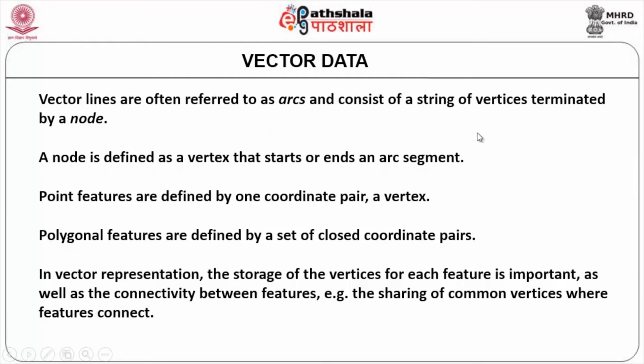I will just give you a brief again. These are normally referred to as arcs, and they have a string of vertices terminated by a node. A node is nothing but a vertex that starts or ends an arc segment. Point features are normally defined by one coordinate pair, that is a vertex, and I also told you that polygon features are defined by a set of closed coordinate pairs. You should know that in vector representation, the storage of vertices for each of these features is important.